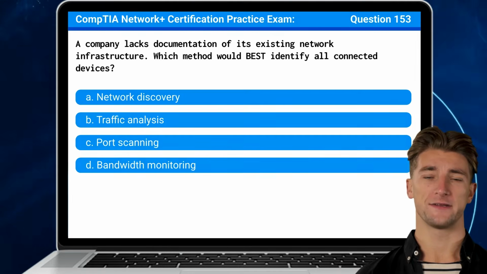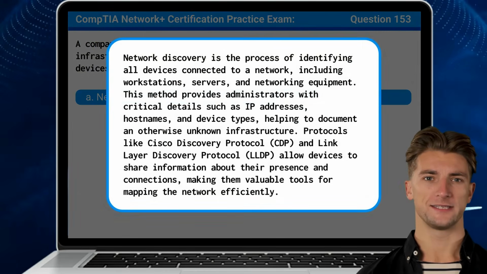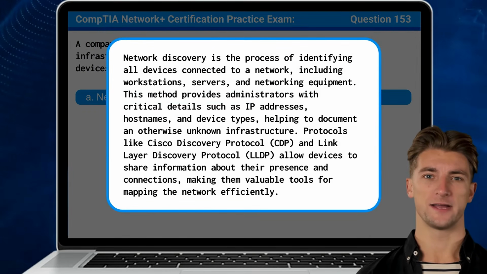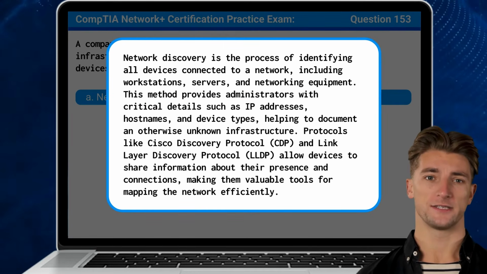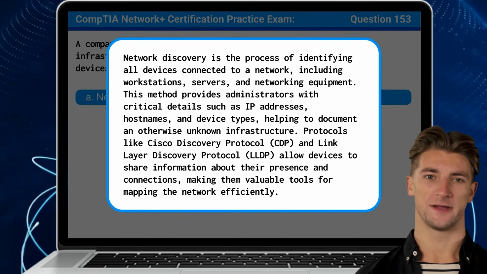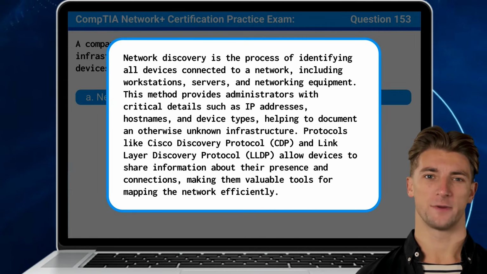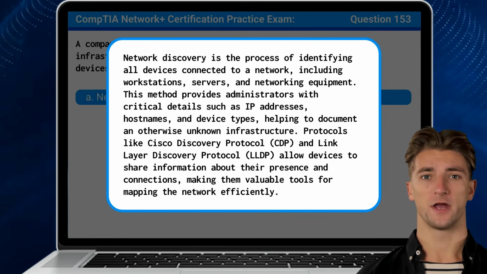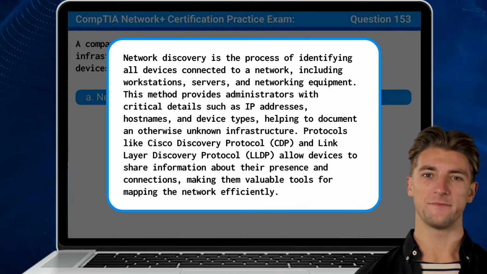The answer is A. Network discovery. Network discovery is the process of identifying all devices connected to a network, including workstations, servers, and networking equipment. This method provides administrators with critical details such as IP addresses, host names, and device types, helping to document an otherwise unknown infrastructure. Protocols like Cisco Discovery Protocol and Link Layer Discovery Protocol allow devices to share information about their presence and connections, making them valuable tools for mapping the network efficiently.